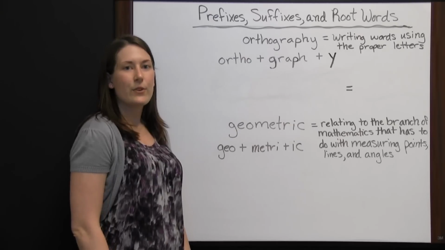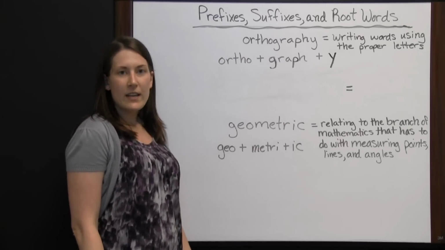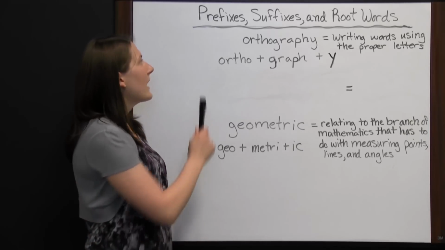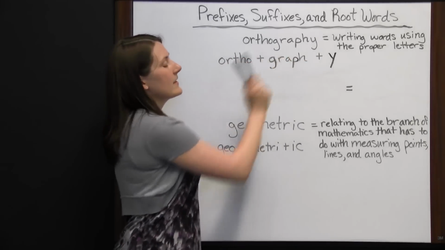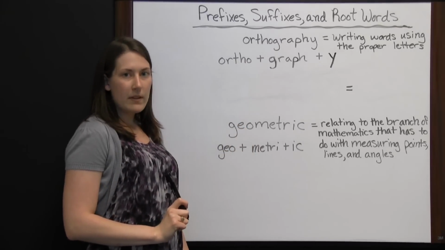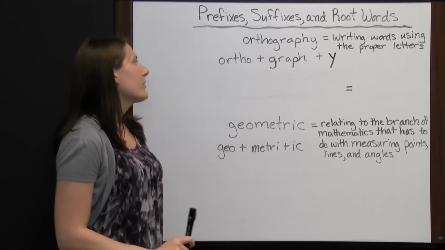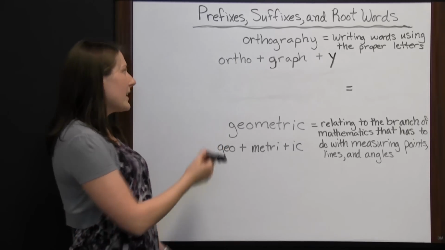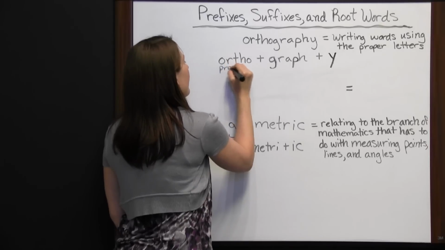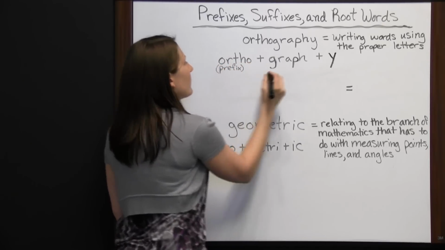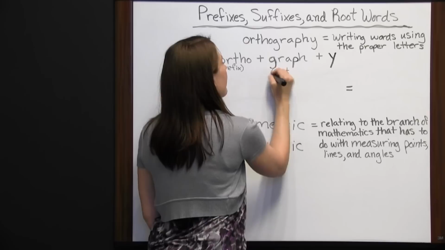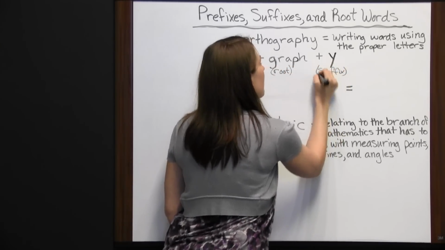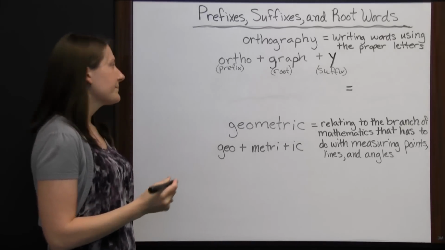Prefixes, suffixes, and root words. Have you ever been reading a book and come across a word that you've never seen before? Well, if you can break that word down into prefixes, suffixes, and root words, then you can probably figure out what the word means. For instance, orthography may be a word you've never seen before. But if we break it down into its prefix, ortho, its root word, graph, and its suffix, y, then we might be able to figure out what the word means.